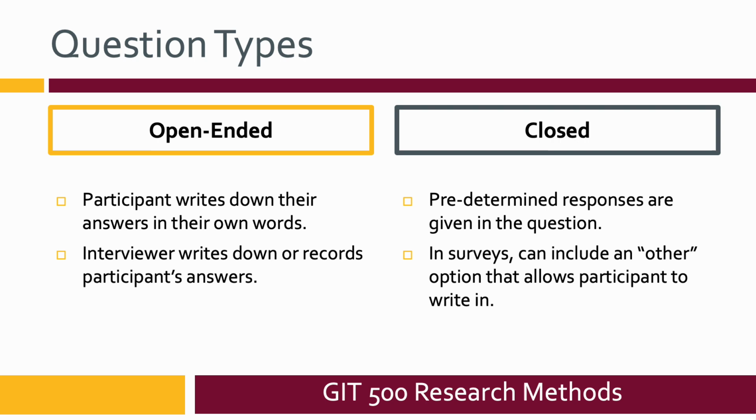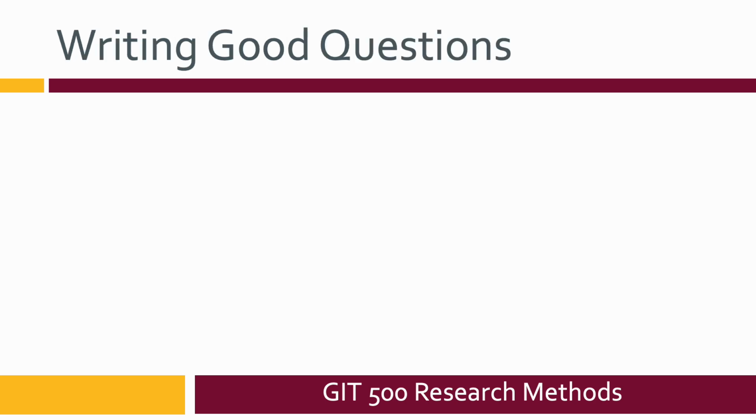And again, I know we talked about these multiple times. Open-ended is where the participants write down their own words. Closed is where you give predetermined responses that they pick. Let's talk about writing good questions. The first thing is to use everyday language that people will understand.